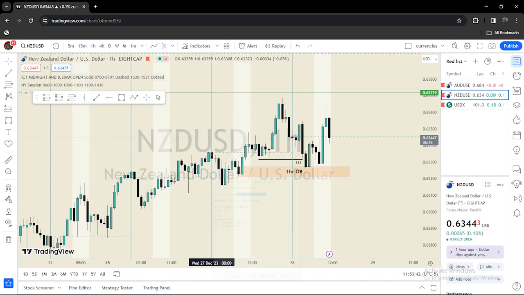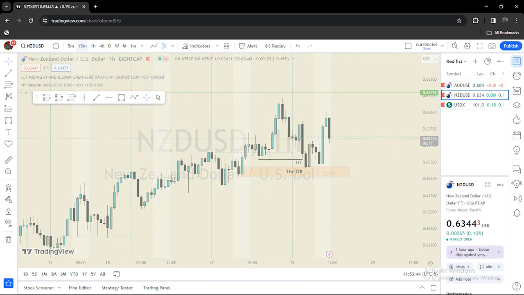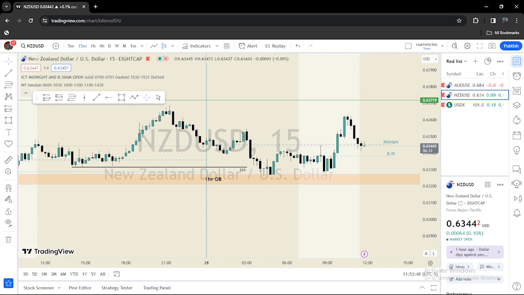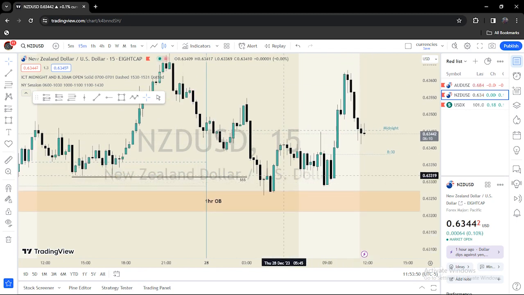So I did go in the 15-minute time frame there. Okay, so here is the engulfing. After this, I noticed liquidity was taken here. Then here there was a fair value gap. Remember, yep, there was a fair value gap there. Another fair value gap here.